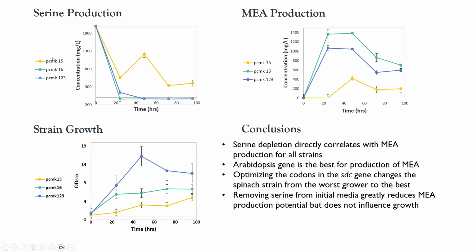Here are some results from my experiments. You could see that after testing the spinach codon optimized, as well as the Thale-cress SDCs, we had two pretty competitive strains. We had the codon optimized spinach as well as the Thale-cress, which directly correlates with MEA production with its serine degradation. So it directly converted this substrate into MEA, and they also grew the best. So after taking time points every 24 hours for 4 days, this is what our trend looked like overall.